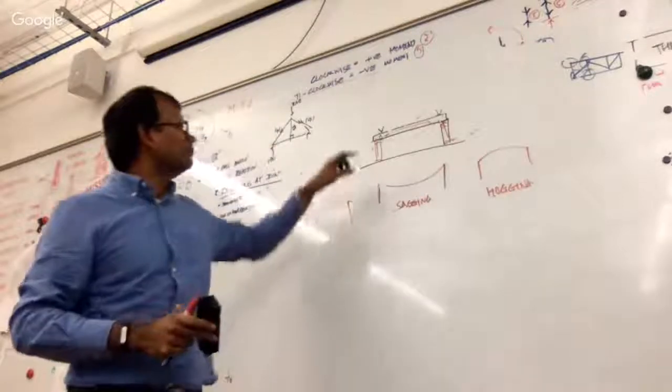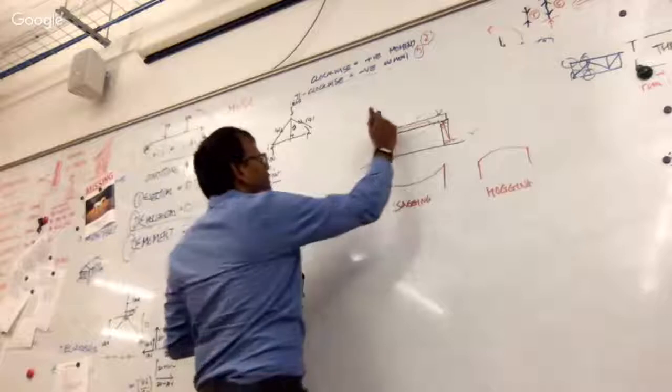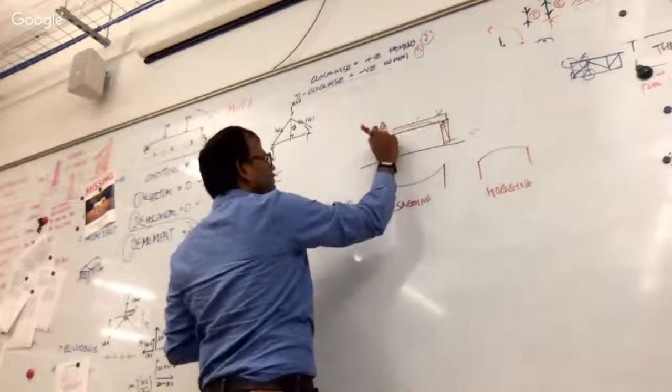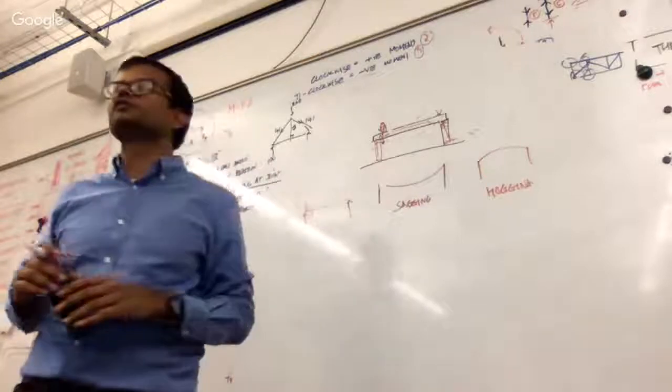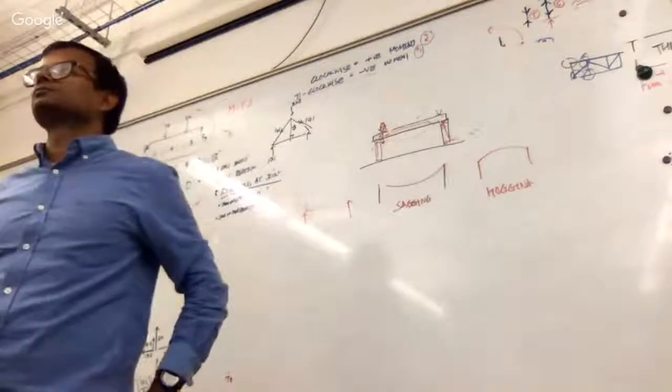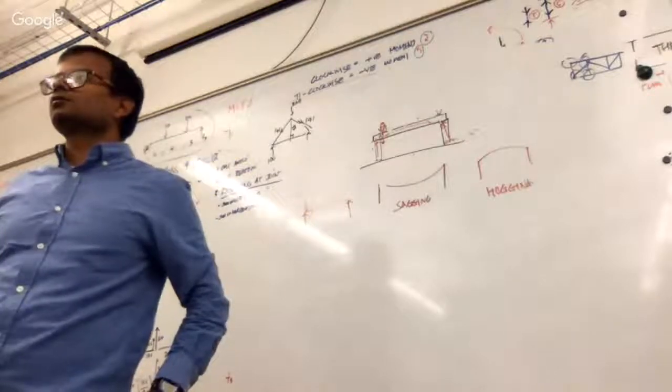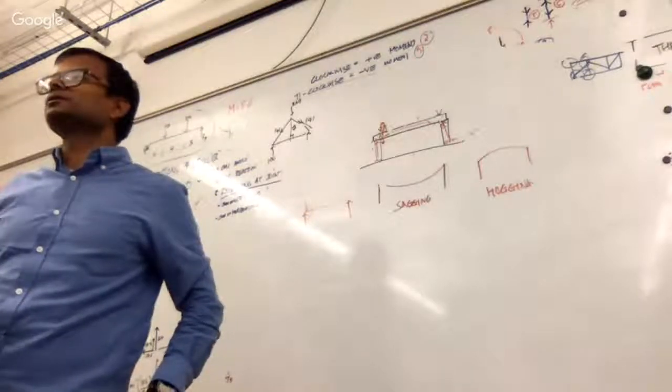Okay? How much is the bending? If I were to put this elephant out here, how much bending is happening if it's at that edge, closest to the column? What is bending? It's a moment, right? What's the formula for moment?